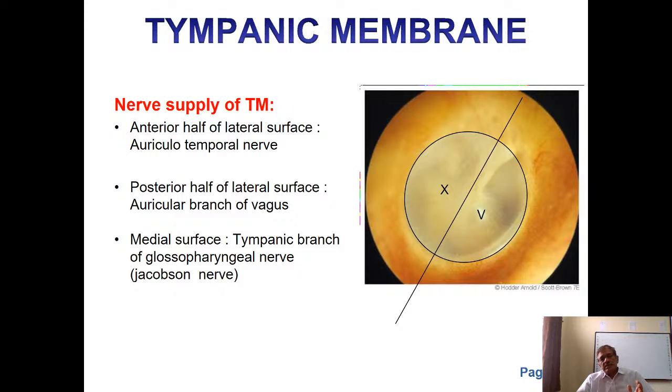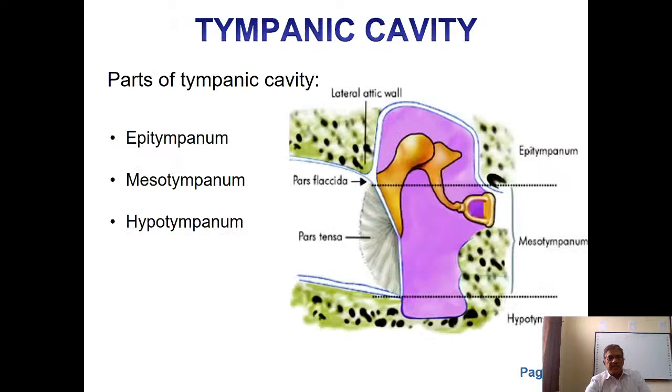So there are three nerves supplying the tympanic membrane. One is posterior, the vagus, and the anterior is by the auriculotemporal nerve, which is a branch of the mandibular division of the trigeminal nerve. And inside, the mucous membrane is supplied by the branch of the glossopharyngeal nerve, which is otherwise called Jacobson's nerve. That is about the tympanic membrane.